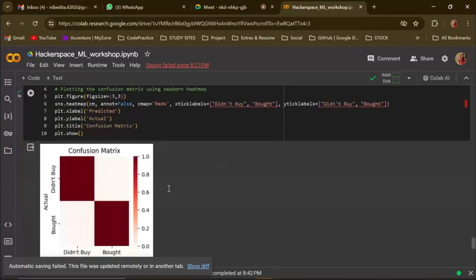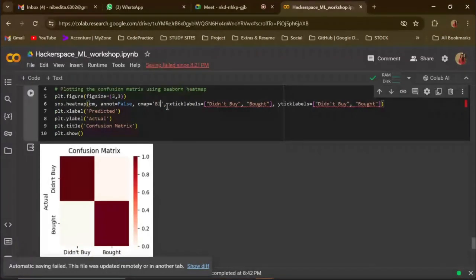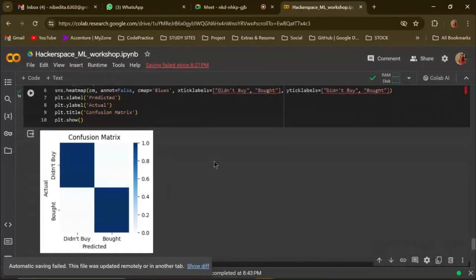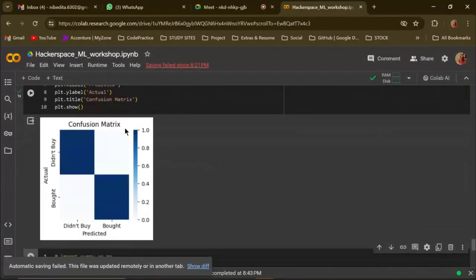If we want a different shade, maybe we can try. Oops. Okay, this is blue now, but the logic is the same. The darker part shows that the correctly classified data is more, and the wrongly classified data is less. Is this confusion matrix clear? Yes.